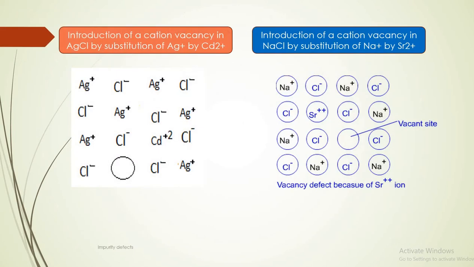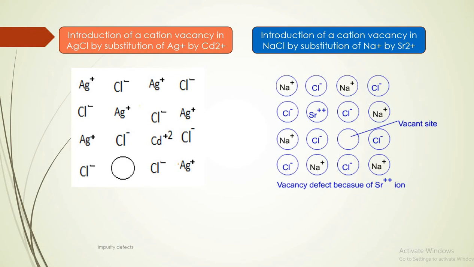Let us see the example. Introduction of a cation vacancy in AgCl by substitution of Ag+ by Cd2+, and introduction of a cation vacancy in sodium chloride by substitution of Na+ by Sr2+. If molten sodium chloride containing a little amount of strontium chloride is allowed to crystallize, some of the sites of sodium ions are occupied by strontium ions. For each strontium ion introduced, 2 sodium ions are removed to maintain electrical neutrality. One of these lattice sites is occupied by the strontium ion, Sr2+, and the other remains vacant.